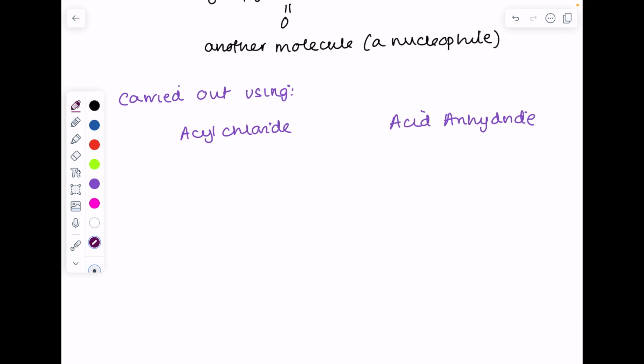Let's draw the structure of an acyl chloride now. Here's your acid anhydride structure. I'm sure you can see straight away that we're going to have lots of areas which are electron rich and lots of areas which are electron deficient.